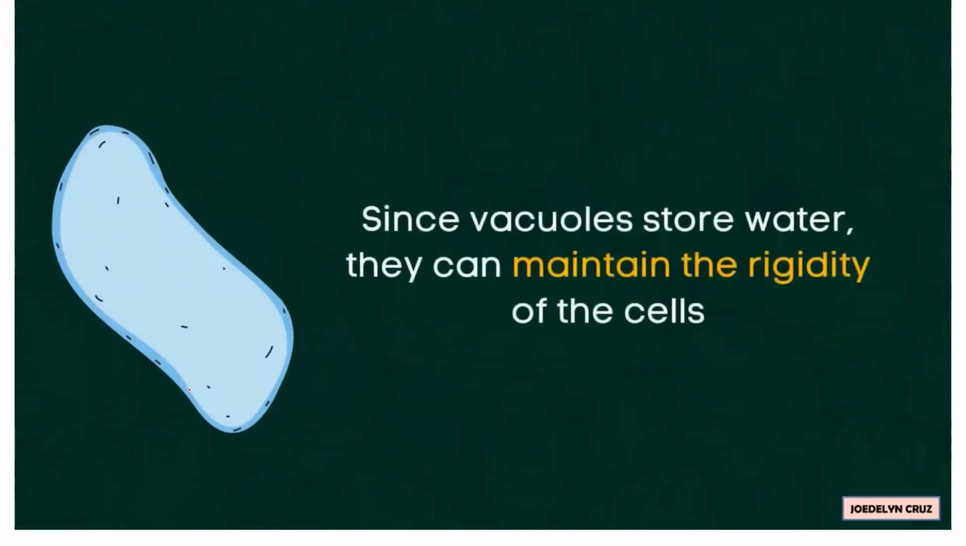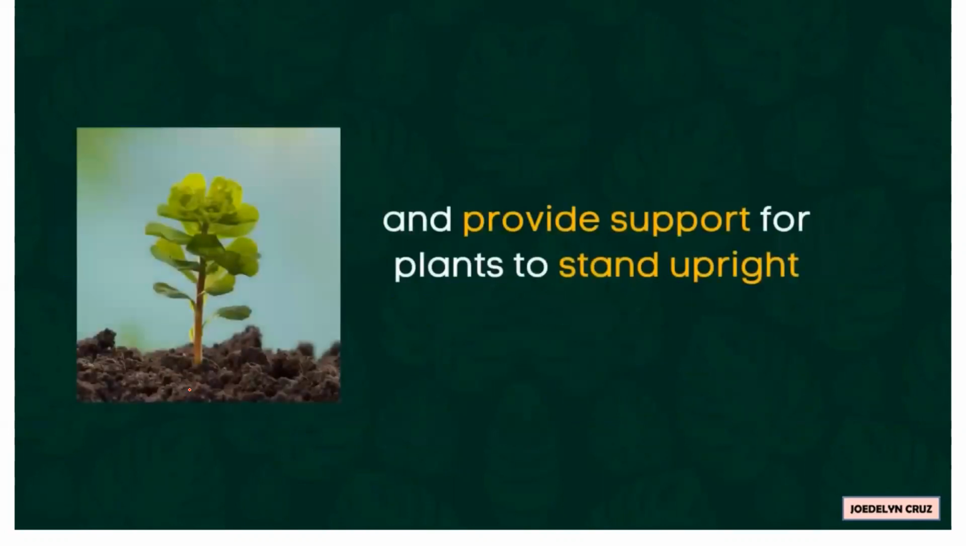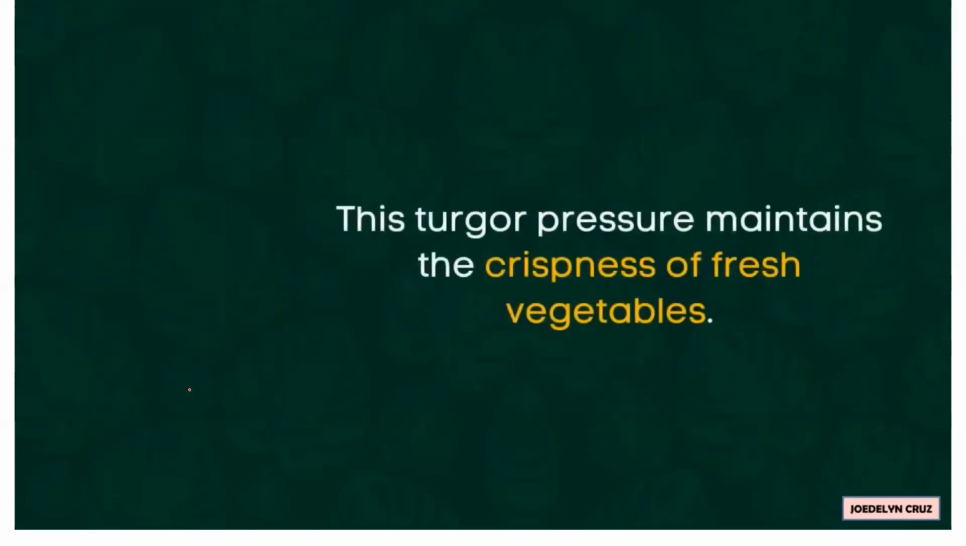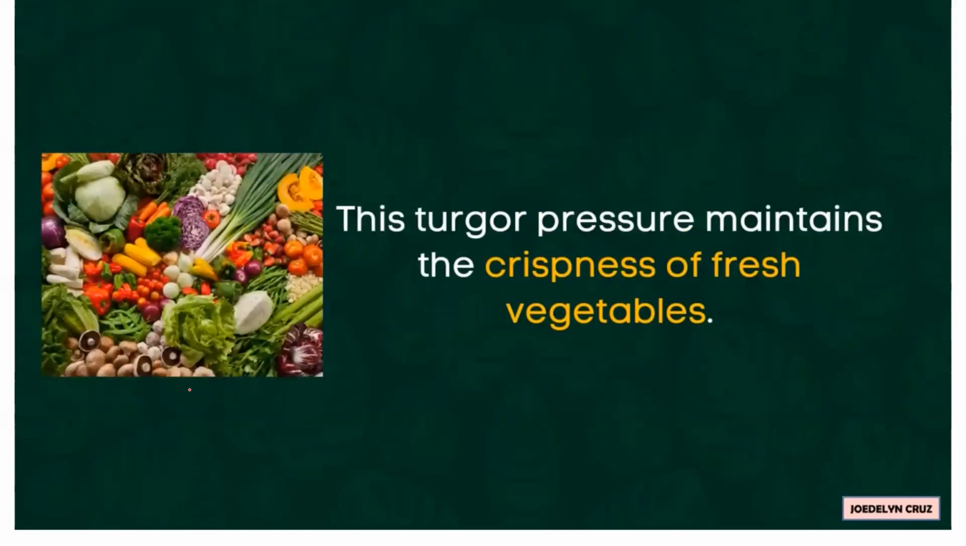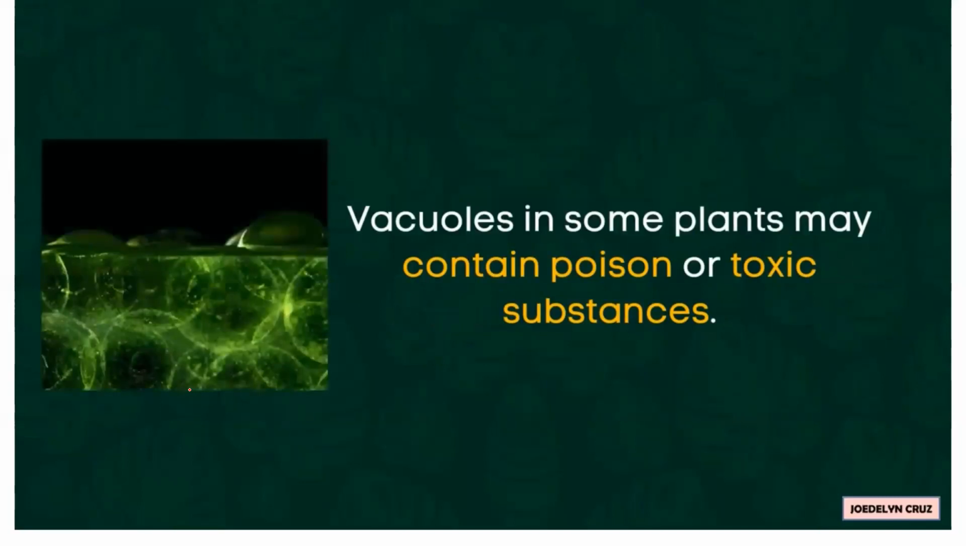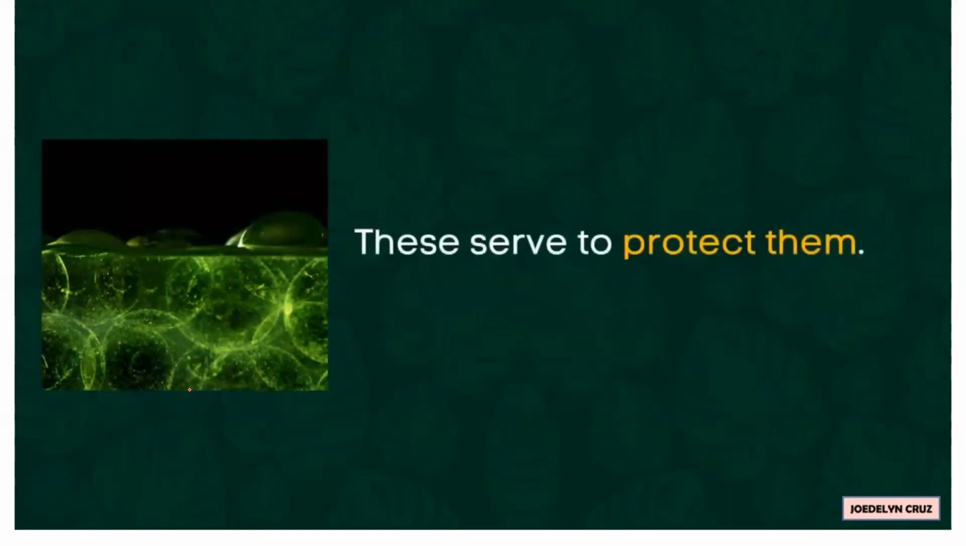Since the vacuoles store water, they can maintain the rigidity of the cells and provide support for plants to stand upright. Also, the water inside the vacuoles pushes out into the cell wall, producing turgor pressure. This turgor pressure maintains the crispiness of fresh vegetables. In addition, vacuoles in some plants may contain poison or toxic substances. These substances can harm animals once eaten, so these serve to protect them.